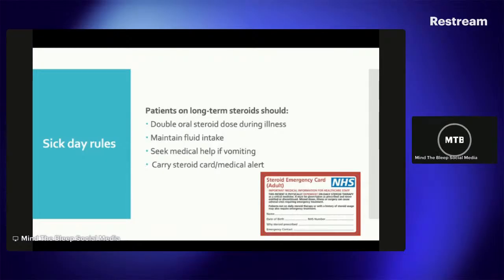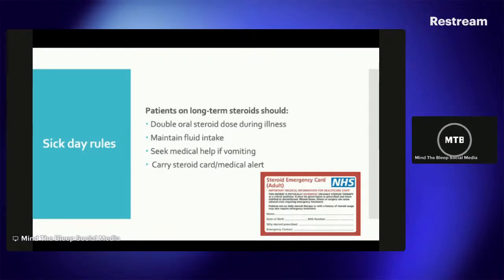And these sick day rules are a key way of preventing an adrenal crisis happening in the first place. Patients who are on long-term steroids should double the oral steroid dose during periods of illness, for example, when they have a cold or infection, maintain their fluid intake, encourage them to drink lots of fluids, seek medical help if they're vomiting and recognize the symptoms of an adrenal crisis early on, and also carry their steroid card or their medical alert bracelet.